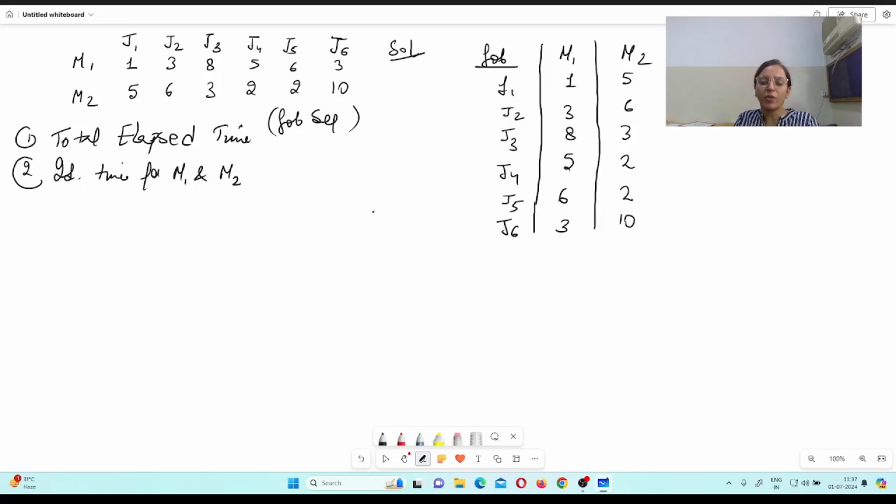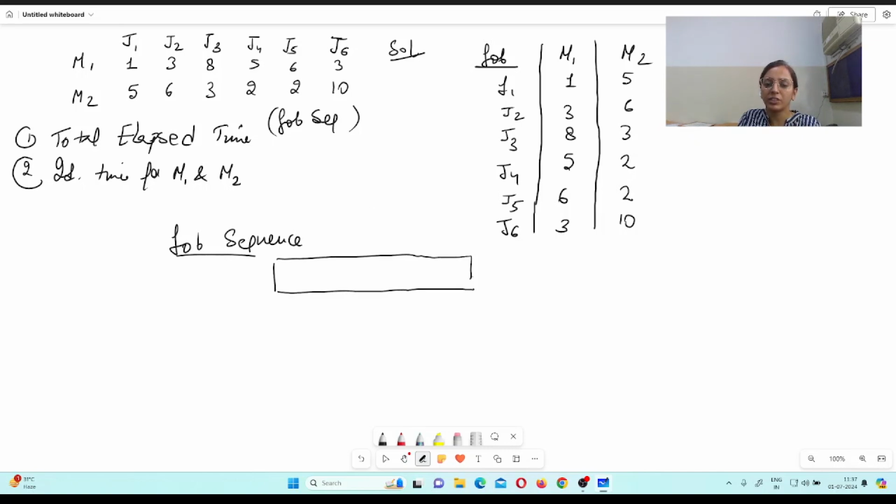So first we have to find out the job sequence, right? Write it over here as job sequence and make it in a box. We have to find the sequence of six jobs: one, two, three, four, five. First, the least processing time is required by machine 1, which is J1. So J1 will be on the first priority and this job will be deleted.